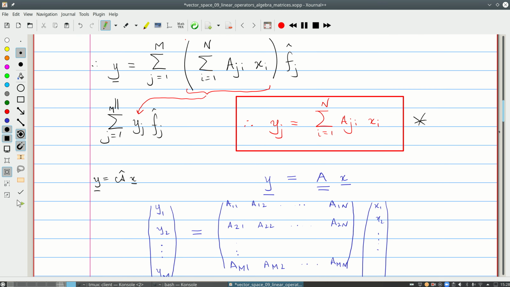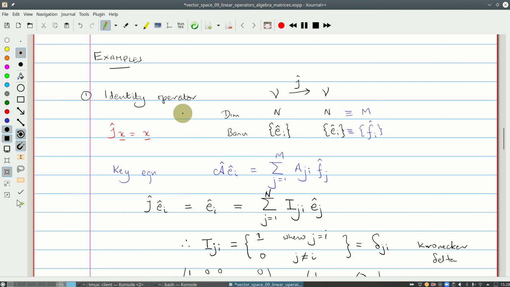All right. Now the very first example I'm going to be talking you through is the identity operator. The identity operator takes a vector from the V space and keeps it the same. So I hat operates on x and you get x back. That means our space doesn't change, so V prime is in fact equal to V. The dimension doesn't change, m is equal to n, and the basis set stays the same, so the f hat basis is the same as the e hat basis. Okay, so our key equation, which I've written down here again, becomes: you just replace m by n and the f by e because of this.